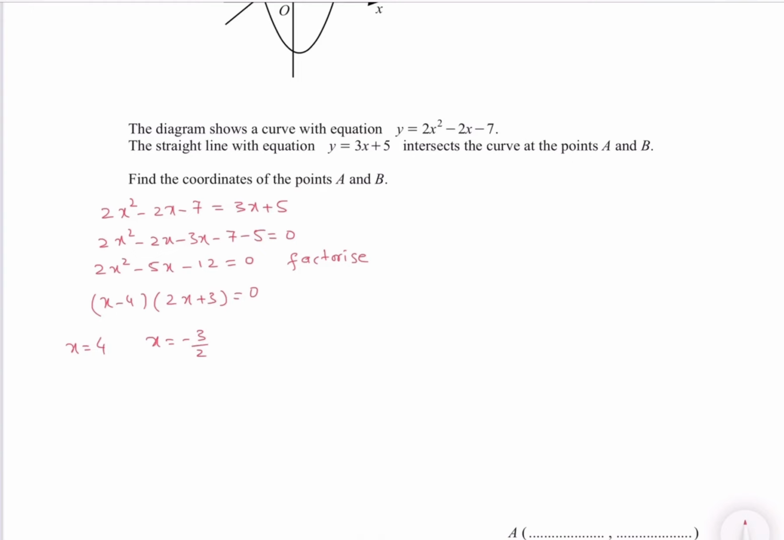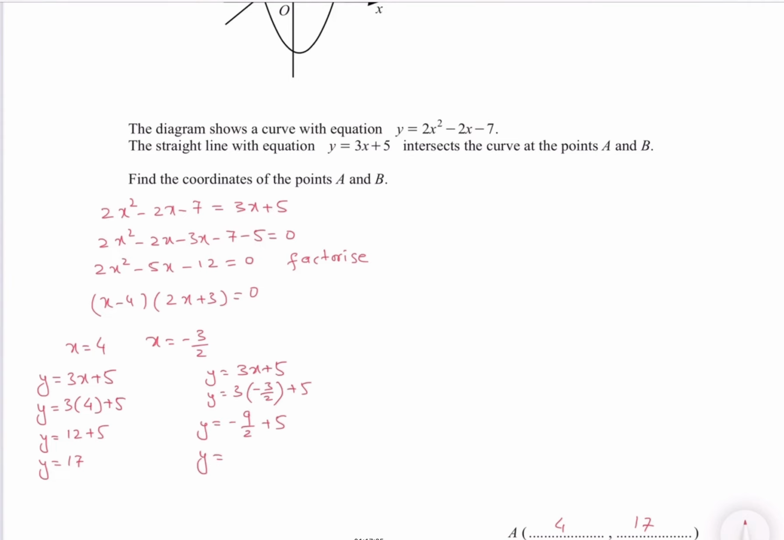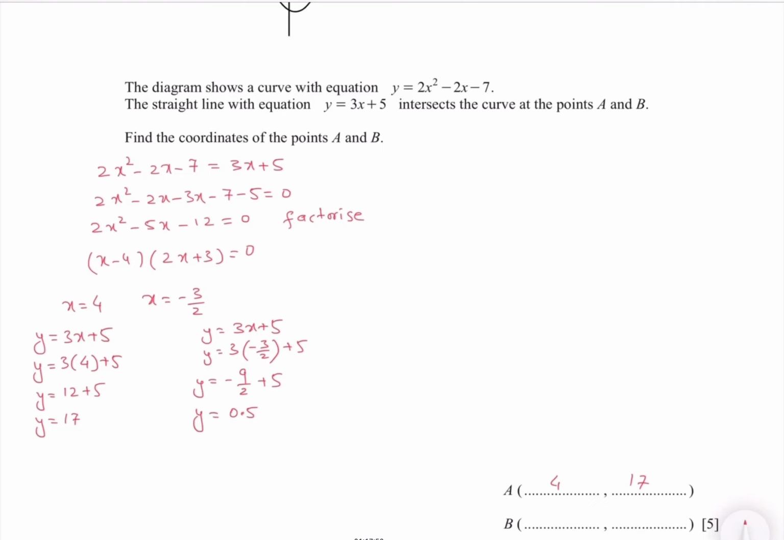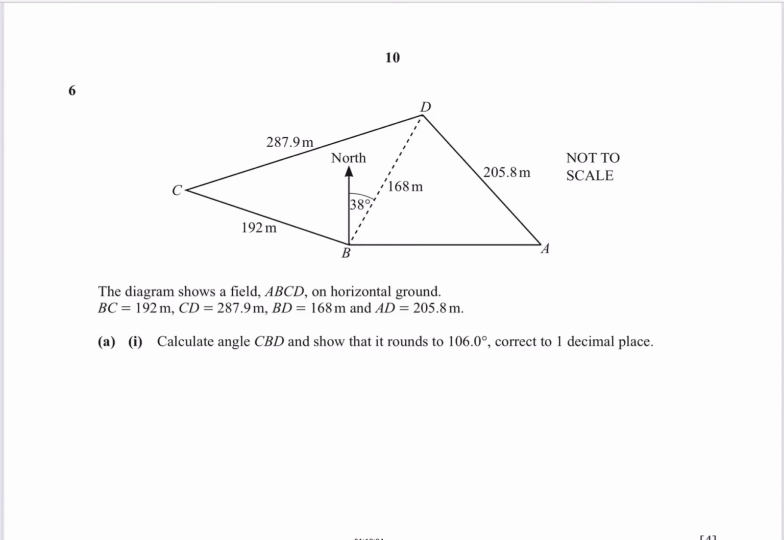One by one, use these in the straight line equation y is equal to 3x plus 5 to find the y coordinates. When x is equal to 4, your y coordinate is 17, and when x is minus 3 over 2, your y coordinate is 0.5 or 1 by 2. So write these down in the answer space.